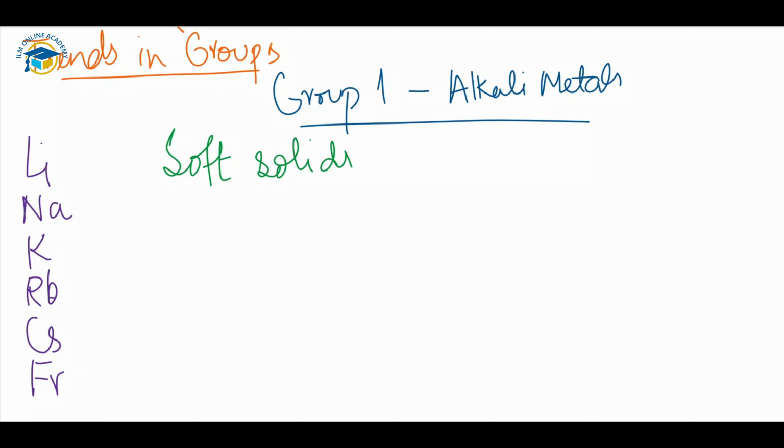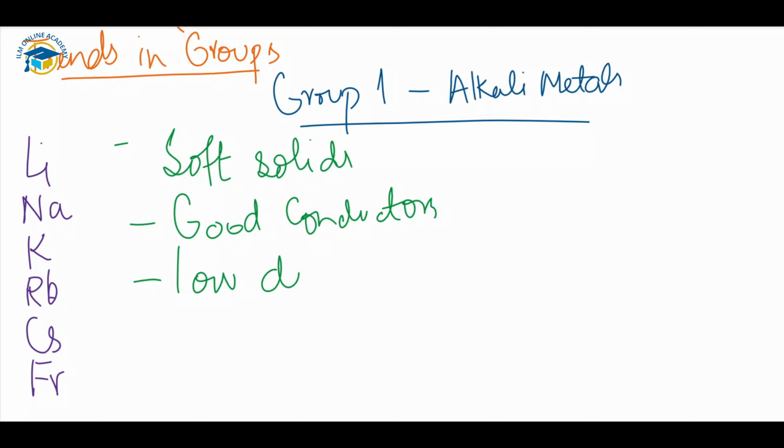So we have some physical properties of the alkali metals. They are good conductors of heat and electricity. Why? Because these are metals, and metals have free electrons, so they can easily conduct electricity. And they are soft and have low density. They are solids but they are soft, so because of their softness their density is low. They are not very dense.